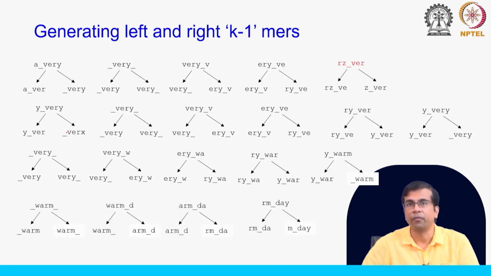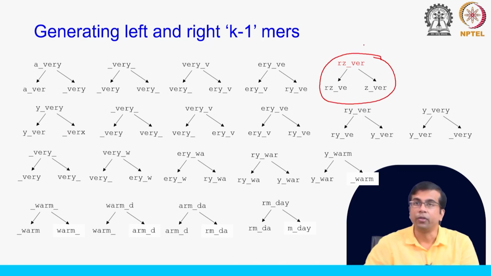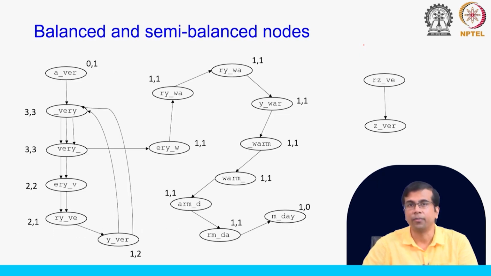Okay. So, again as before, we are getting the same k minus 1 mers. Now, here is the read with the mutation, right. We have this R z underscore V E R, and we have derived the k minus 1 mer left and the right ones. Okay. So, what we are going to do with this is now construct the directed multigraph. When you construct the directed multigraph, what you will notice is that this R z underscore V, this k minus 1 mer does not exist in the graph, right. So, what will happen is that these two k minus 1 mers will form a separate graph, which is disconnected from the main graph.